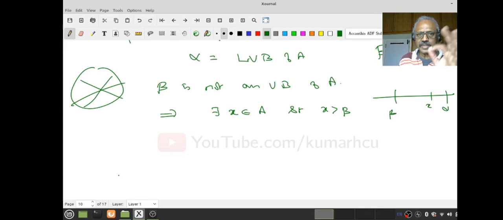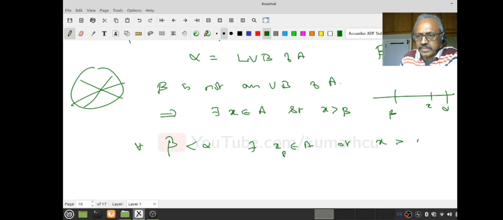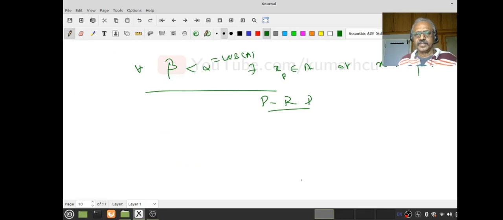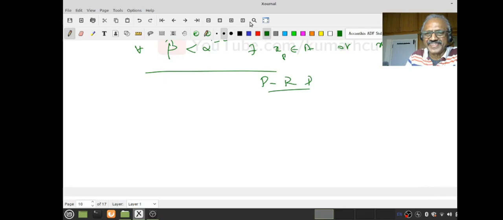You look for a beta which is strictly less than alpha, then there exists an X in A, which may depend upon beta, so that X is greater than beta. So you can see, if you learn real analysis well, these 10 minutes I could have saved. But life is like that only.